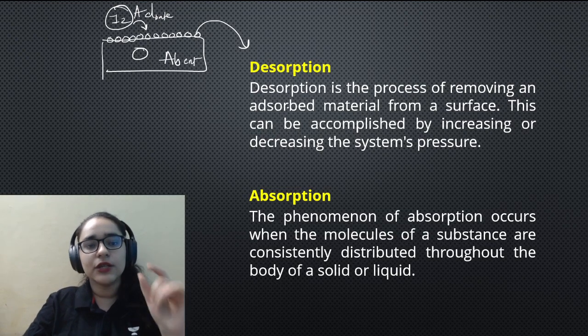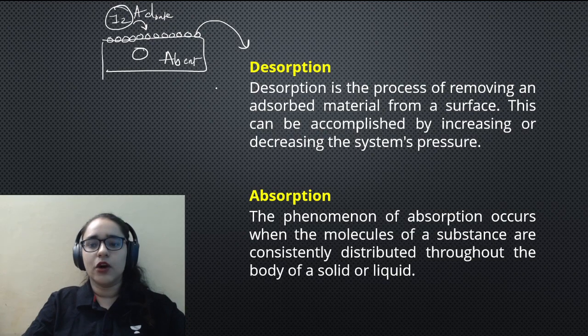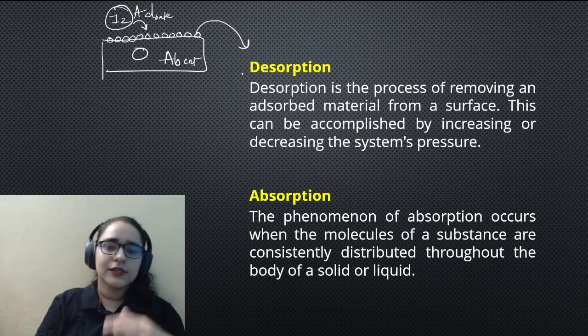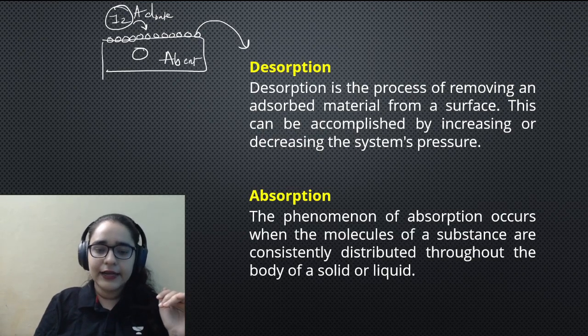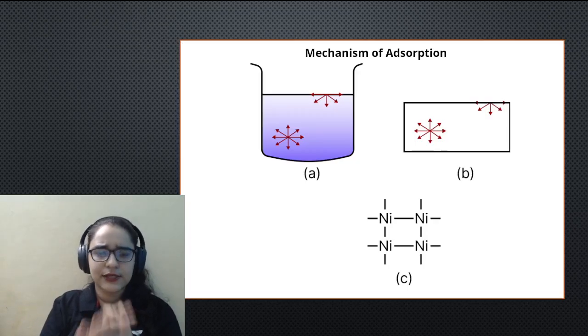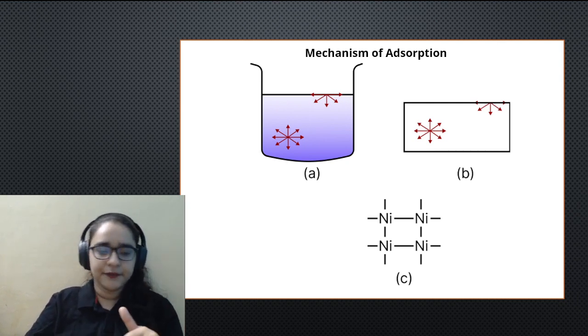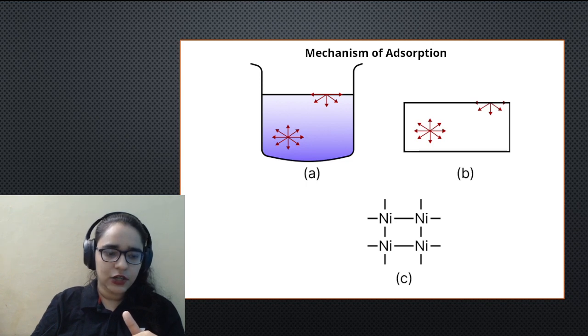So desorption is a process of removing an adsorbed material from the surface of the adsorbent. This can be accomplished by increasing or decreasing the system's pressure or temperature. So this is the whole process, right? And absorption we have already discussed. So this was the thing I was discussing, that you see it on the surface. You don't see it in the bulk, right? Let me change the color.